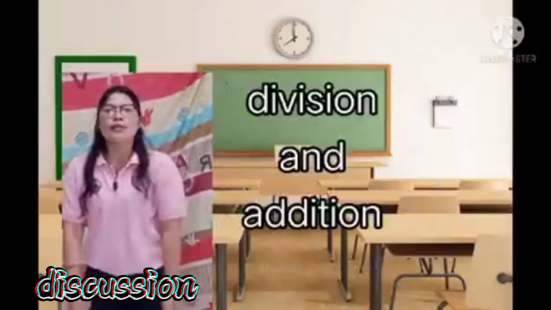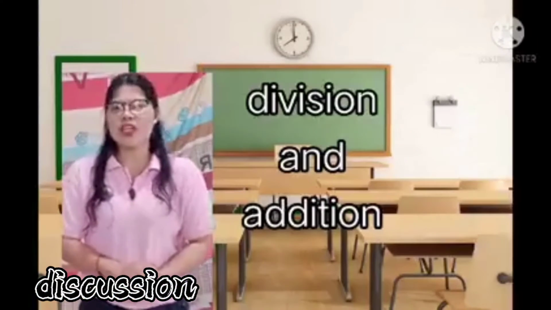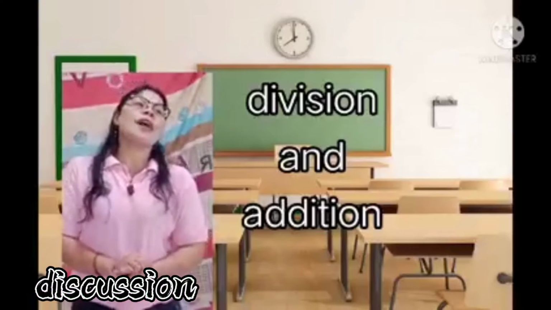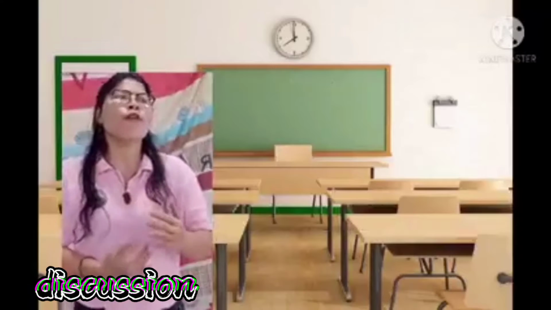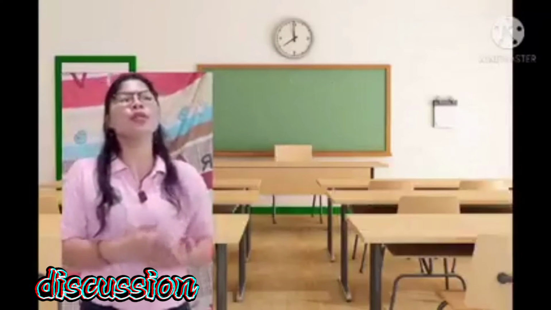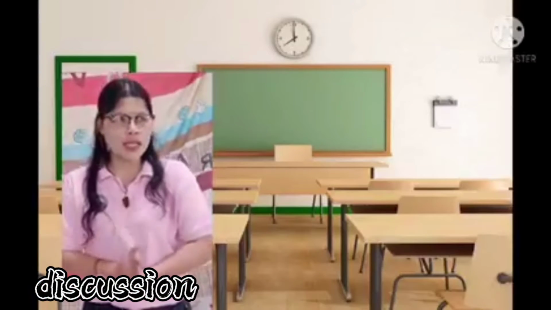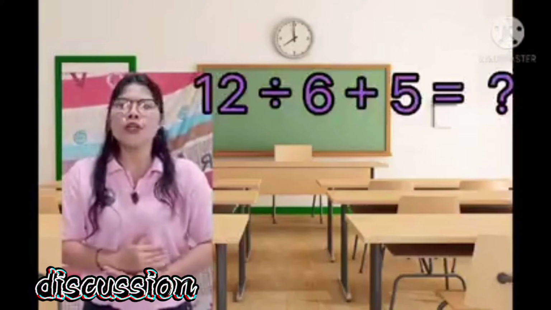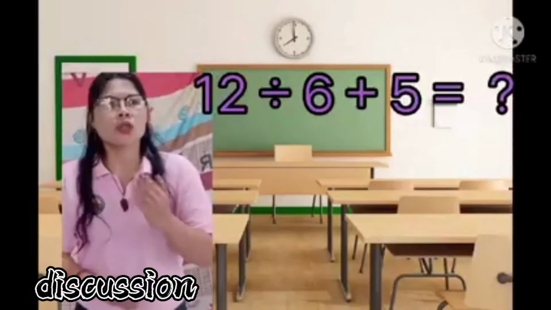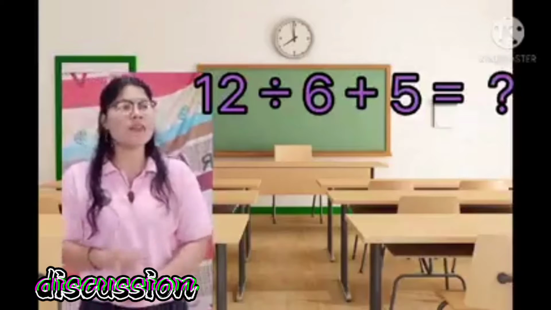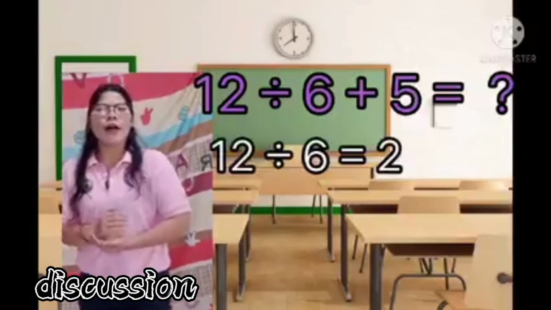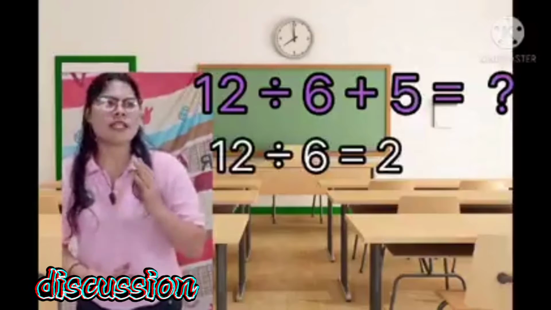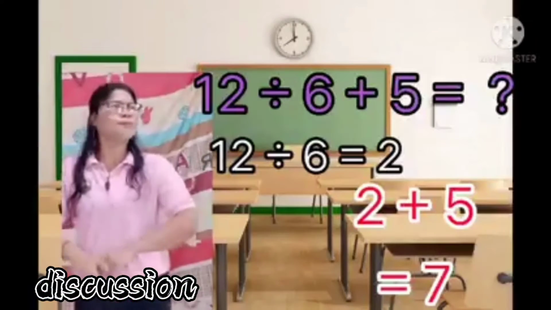Another example, division and addition. So simplify first the division because it is first to addition. So 12 divided by 6 plus 5. First to solve is 12 divided by 6 equals 2. Bring down the 5. So 2 plus 5 equals 7.